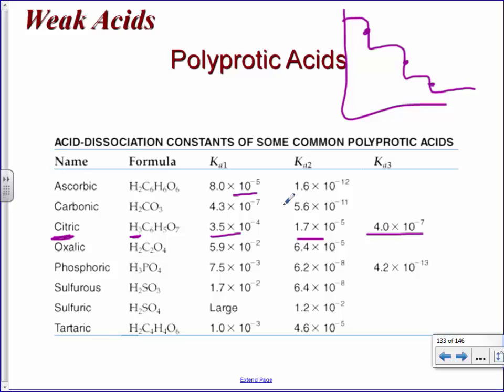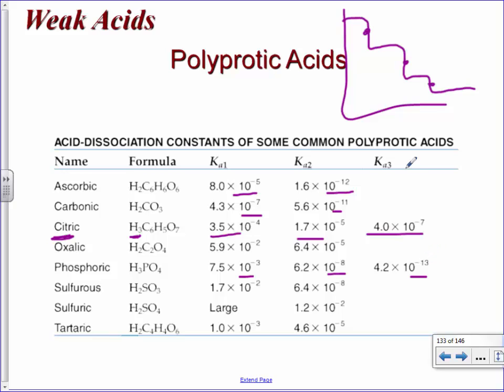This is 10 to the minus 5. That's 10 to the minus 12. It is always smaller. Always, every single time. Here it's 7, then it's 11. Here it's 3, then it's 8, then it's 13. Every time it loses a proton, it finds it harder and harder to do so. So each time that a subsequent reaction takes place in one of these polyprotic things, it occurs less frequently.